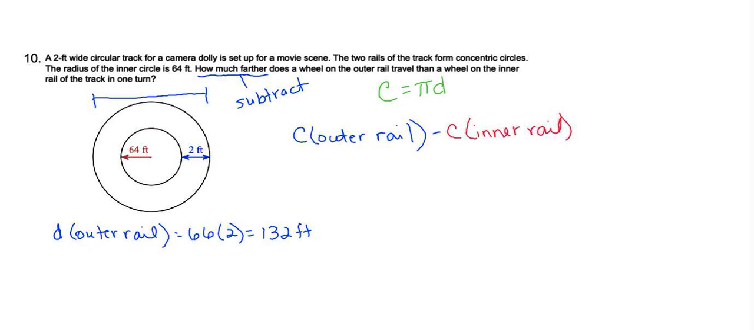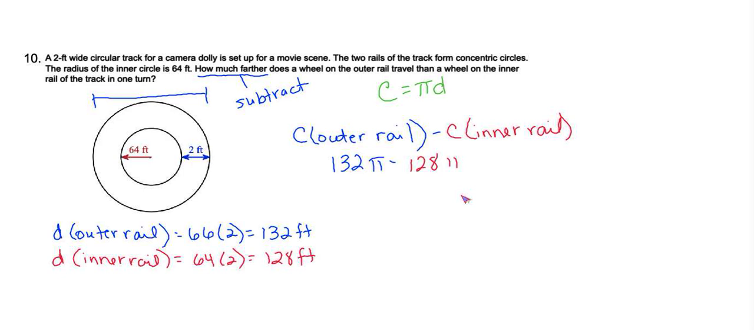Okay, the diameter of the inner rail is, well, the radius of the inner rail is 64, so that's just 64 times 2. So that is 128 feet. Now, once we know the diameter, finding the circumference is very easy because it's pi times the diameter. So this would be 132 pi, and this would be 128 pi. So all that's left to do is subtract them.